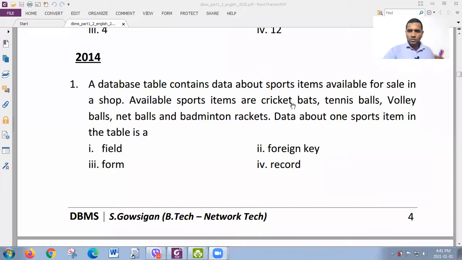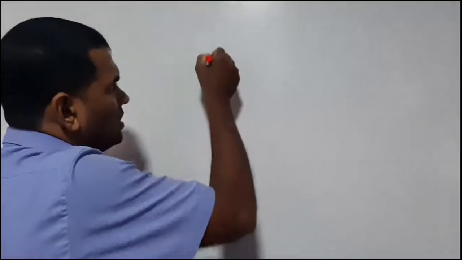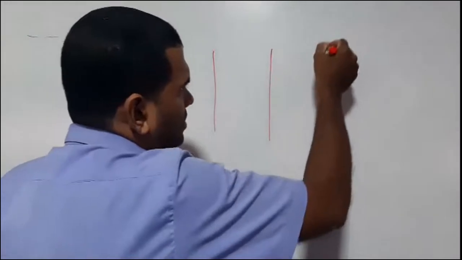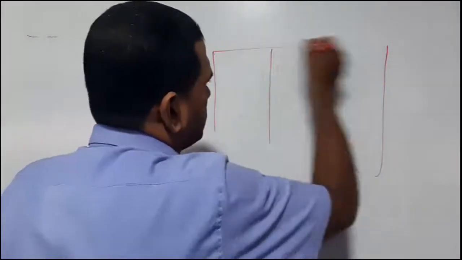So here you have data about cricket bat, tennis ball, volleyball, netball. Some of you may think that the fields are tennis ball, badminton racket, volleyball. No, they are not fields. Remember, this table has sport details, the sport data about these tennis balls and other things. So when it comes to a table, it must be like this. I add three fields.